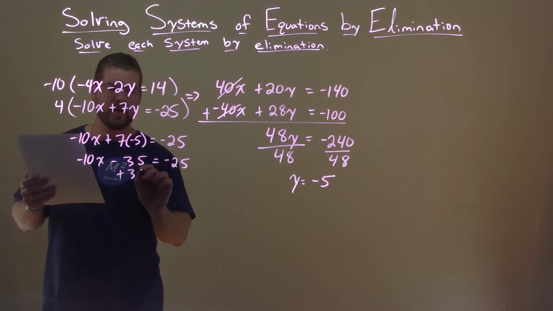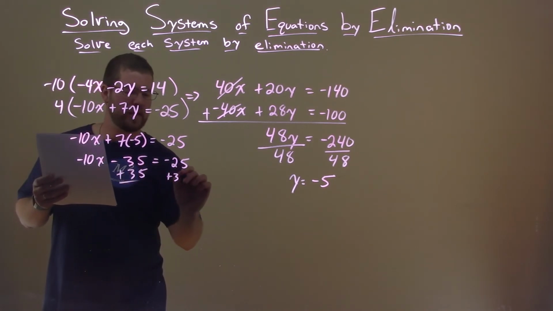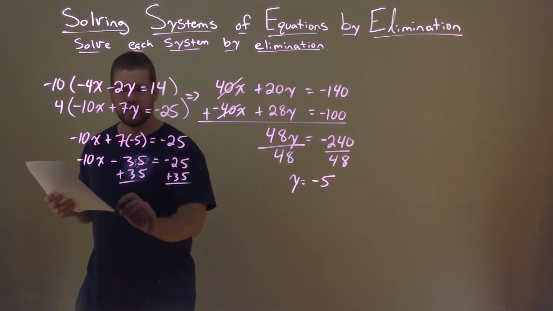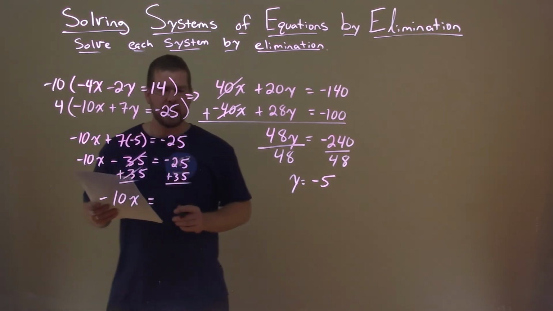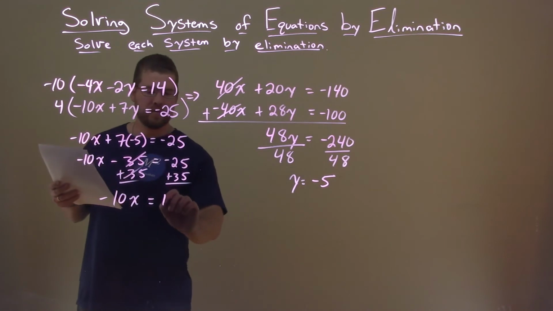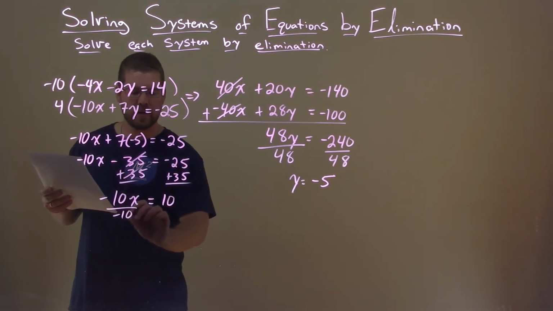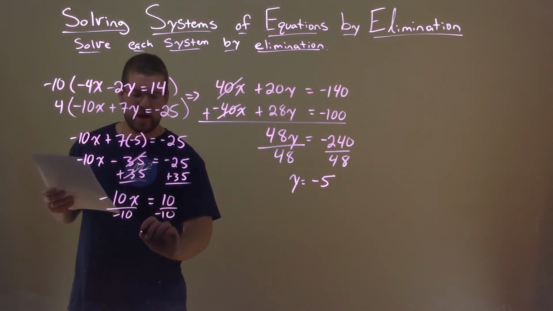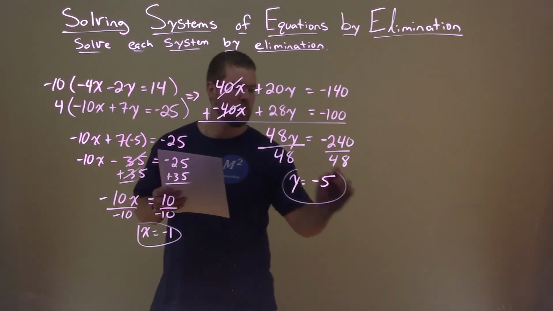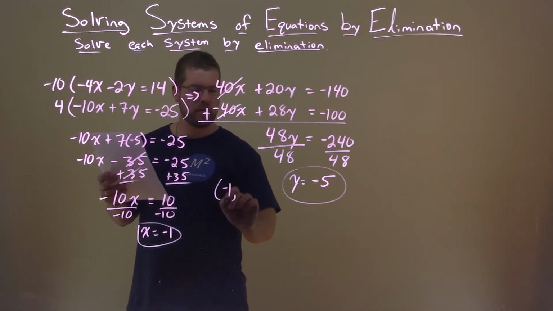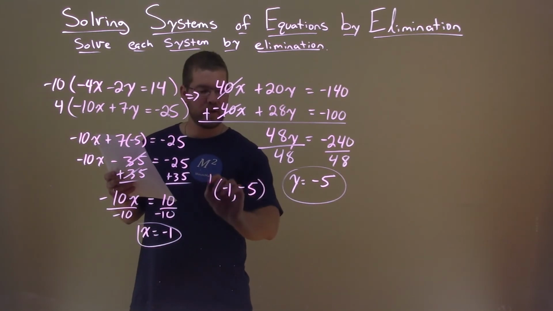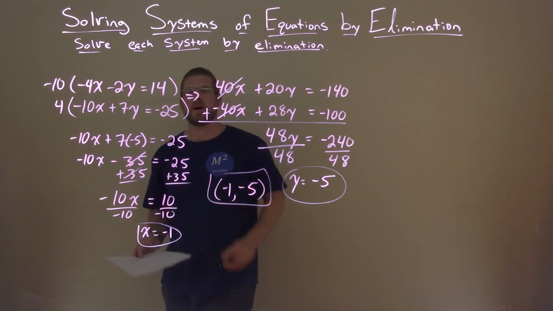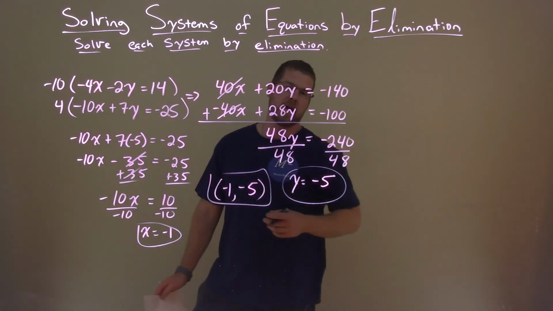We add 35 to both sides. Let's keep on this journey to get x by itself. Negative 10x is left here. 35's cancel. And negative 25 plus 35 is a positive 10. Divide both sides by negative 10, and good old x is by itself to be a negative 1. We got our x value, we got our y value. Let's write that as a coordinate point. Negative 1 comma negative 5. Just double checking there. And there we have our final answer. Negative 1 comma negative 5.